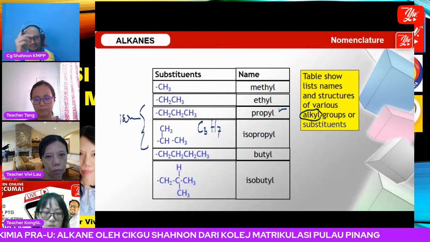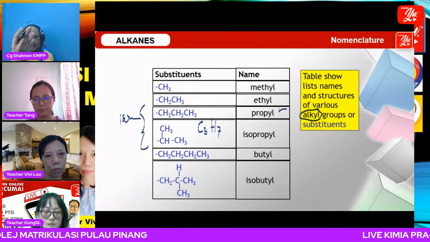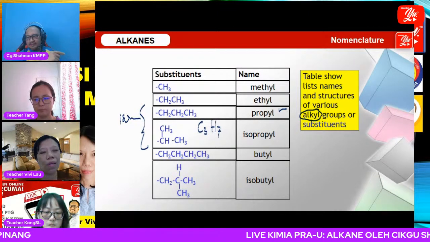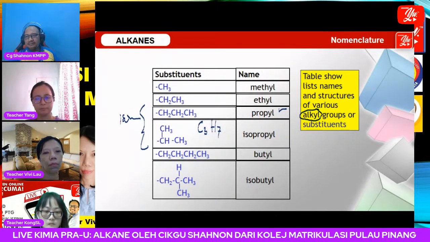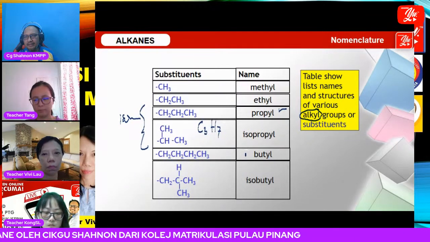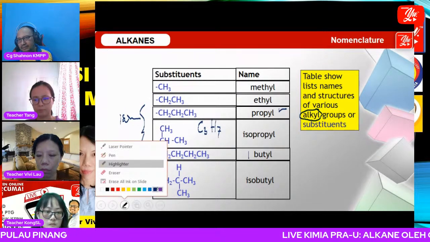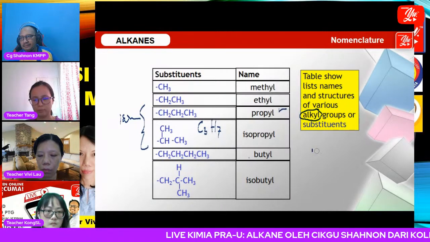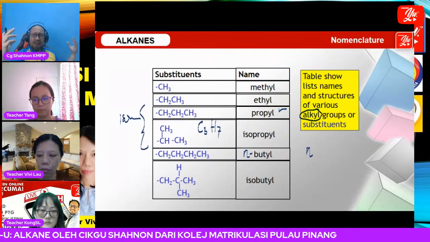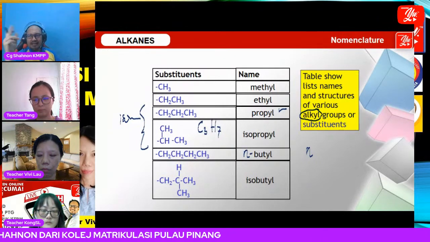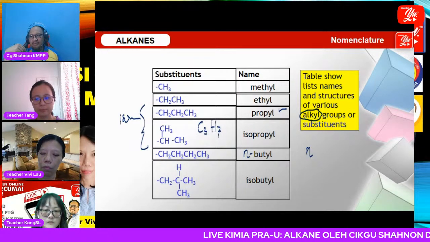Butyl has four types of isomer. The first one is linear butyl, CH2CH2CH2CH3. We call it butyl. Sometimes we put an N. Sometimes the name of linear butyl is N-butyl. N actually stands for normal, no branch. Okay, N-butyl. The second one is isobutyl.